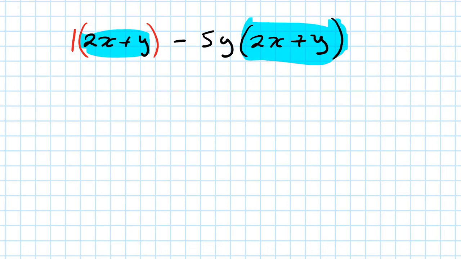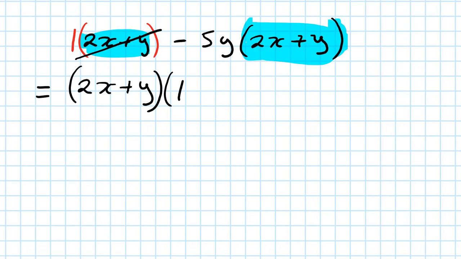Now the common factor is (2x + y). So we take it out, so that gives me (2x + y) here, and then you're left with 1. You divide by (2x + y), so the answer here is 1, and you divide by that, so you're left with -5y. There you go.